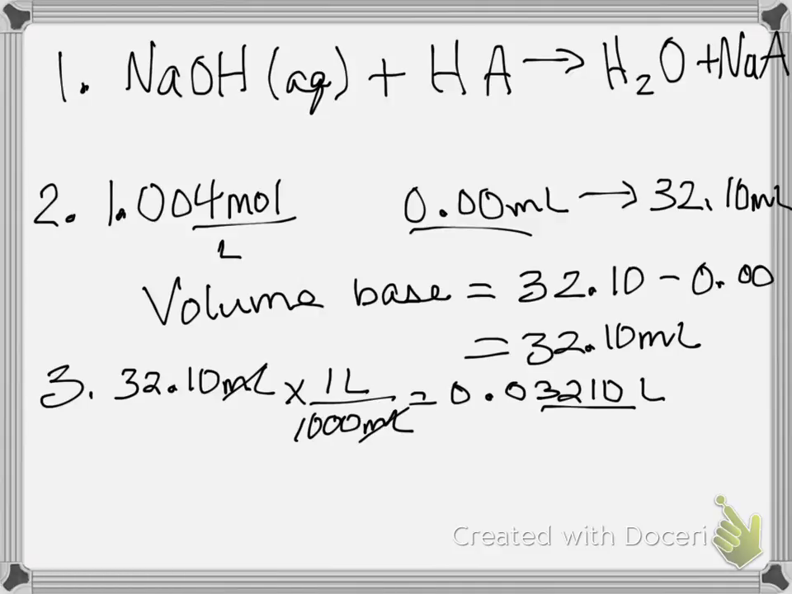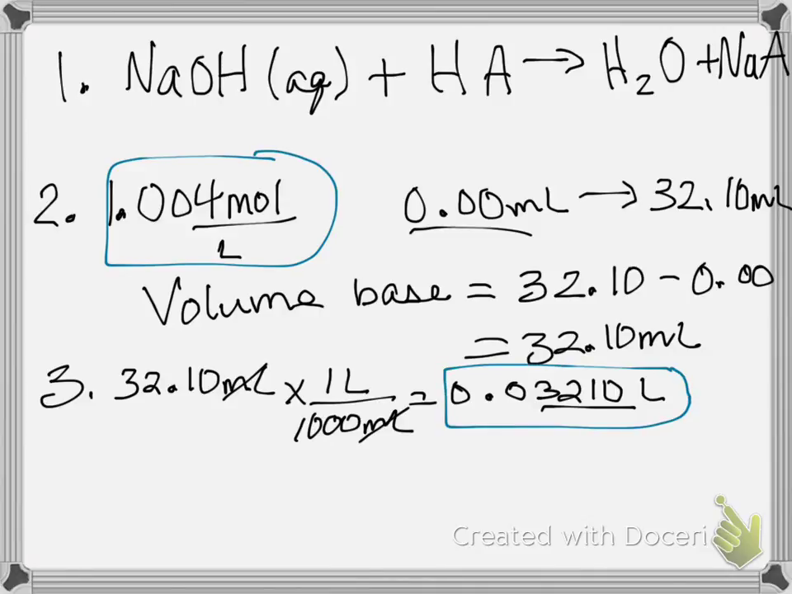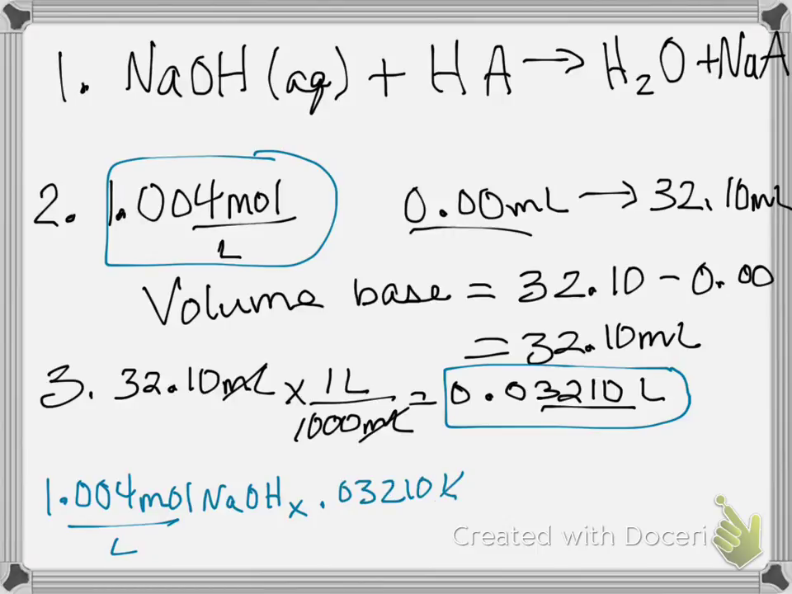And so now I know the concentration of NaOH, and I know the volume of NaOH. So if I take these two things together, what I can do is cancel liters to find out how many moles of NaOH were there. So liters cancels. And so this is going to equal the number of moles of NaOH, which is 0.032228 moles.